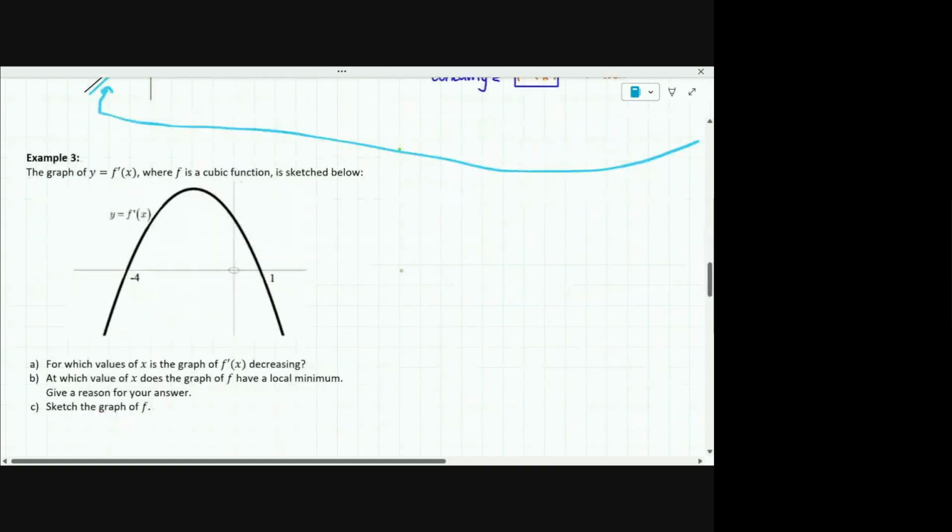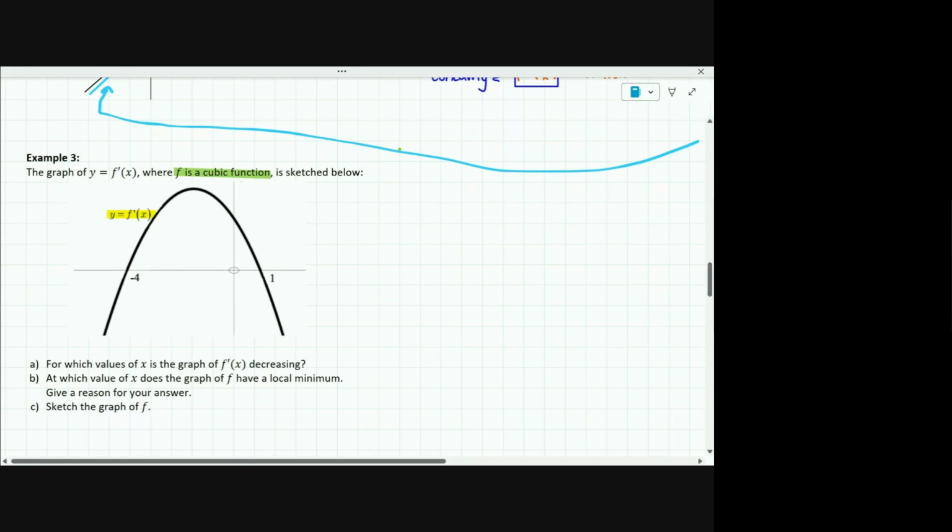Right, so we've been told that the graph of y, which equals f dash x or f prime x, where f is a cubic function, is sketched below. So firstly, I'm telling you that I have given you the derivative function. I know it's a derivative function because of the notation. I'm also telling you that the original function is cubic. That makes sense. If my derivative function is a parabola, so quadratic, it means that the original must have been cubic.